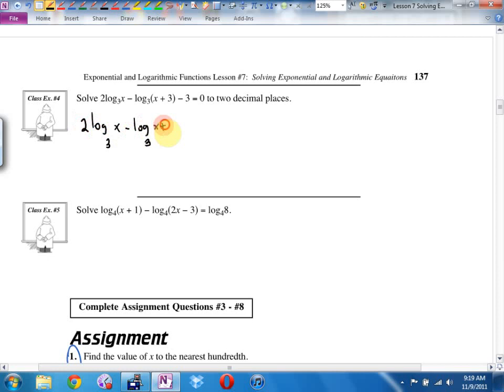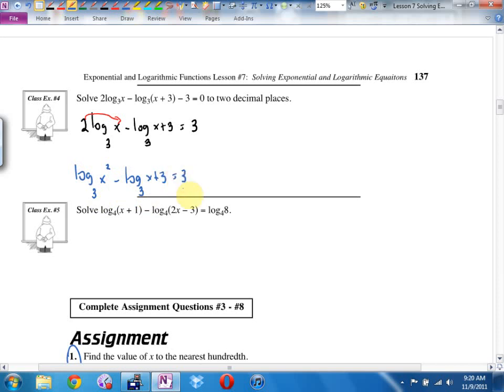Now I want to write this as one term equals one term. Oh, wait a minute. These bases are the same, but I can't combine these logs yet because of this coefficient. But what can I do with that 2 to get it out of the way temporarily? Move it up as an exponent, right? I'll get log base 3 of x squared minus log base 3 of x plus 3 equals 3. I bet you I'm going to get a quadratic here because I'm seeing a squared popping out. I don't know, maybe not. Maybe it'll cancel, but we'll see.